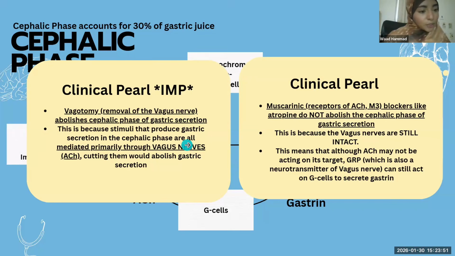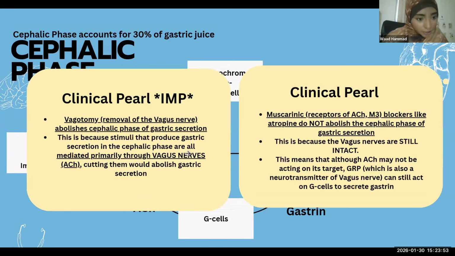I got a question: would a vagotomy abolish HCl release in the gastric and intestinal phase? No, it would not, because we have other things that influence it. I will get into it right now for the gastric and intestinal phase.